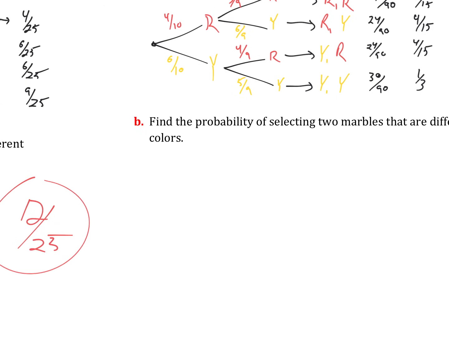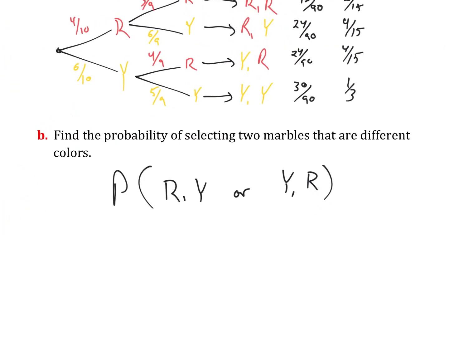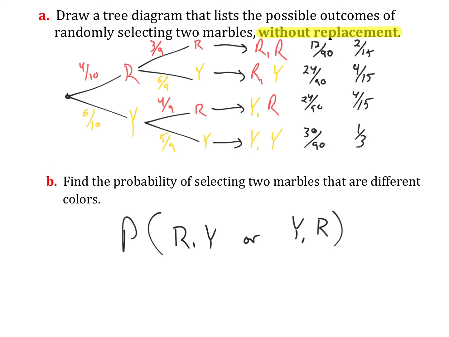All right, so now we want to get the probability of selecting marbles that are different colors. So I'm just going to kind of steal this over. Probability of selecting red then yellow or yellow then red. I'm going to use the same marble paths as before. So on red then yellow or yellow then red, well, that's going to be 4 15ths and another 4 15ths. That's going to be 8 15ths. So slightly over 50%.